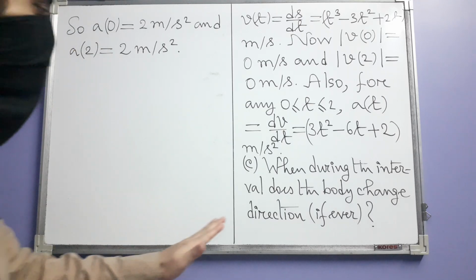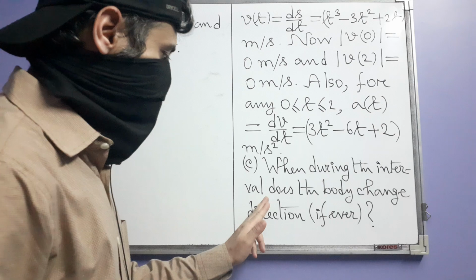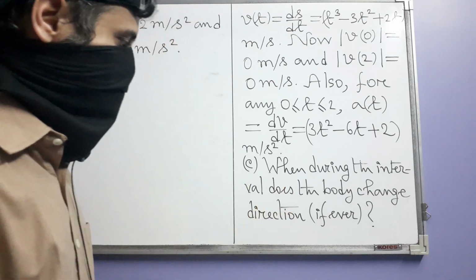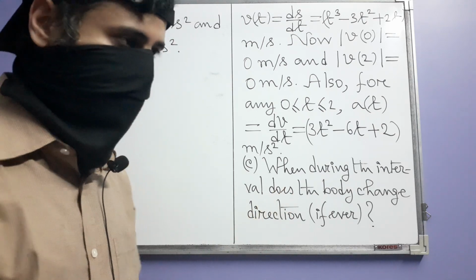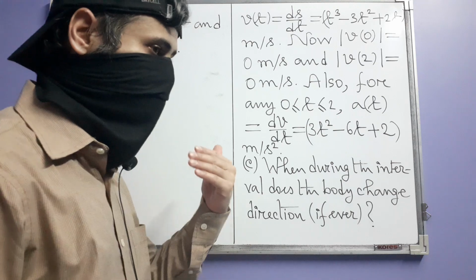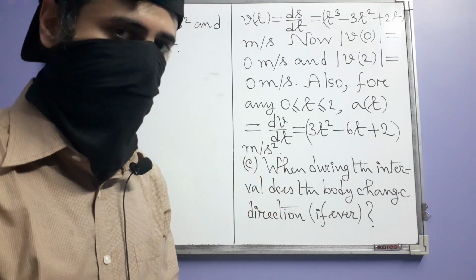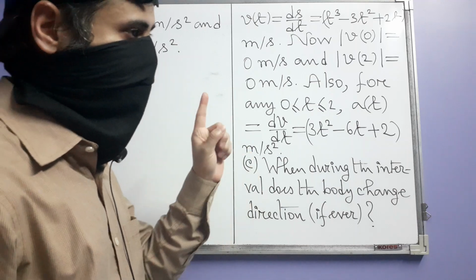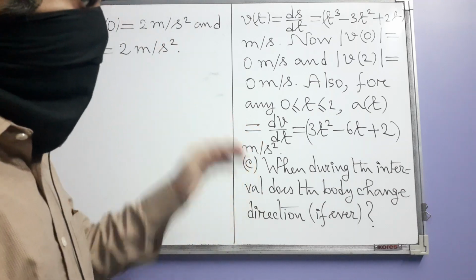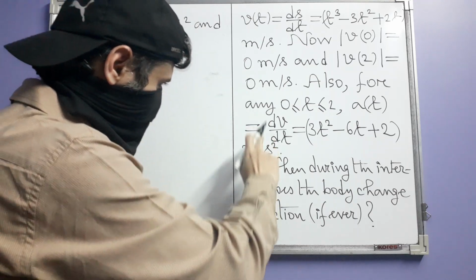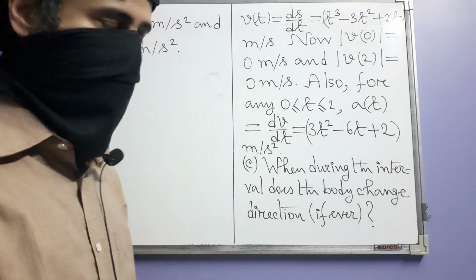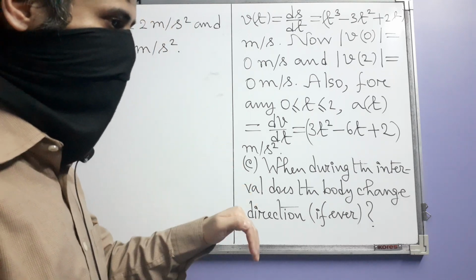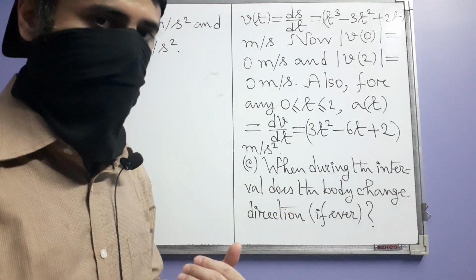So the acceleration has the same value. And finally, we come to this part. When during this interval does the body change direction? Changing direction happens when velocity changes sign. Okay, when velocity is positive, when velocity is negative. Do you remember that when discussing one example where the graph was like this? There we saw that when velocity is negative, the body changes direction.